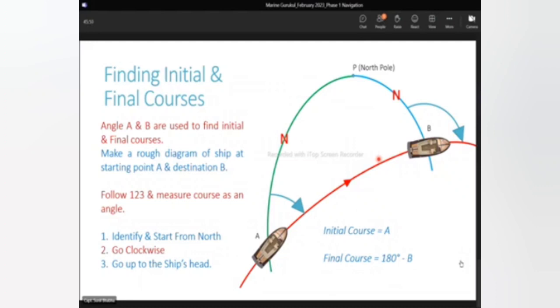So as we have seen here, fortunately, angle A and the initial course both have the same value, but in case of our final course, the angle B and the final course are not of the same value. Angle B has helped us to calculate the final course of the ship.